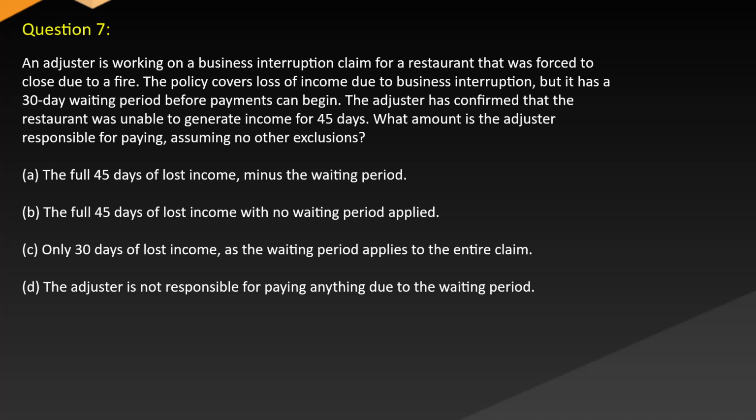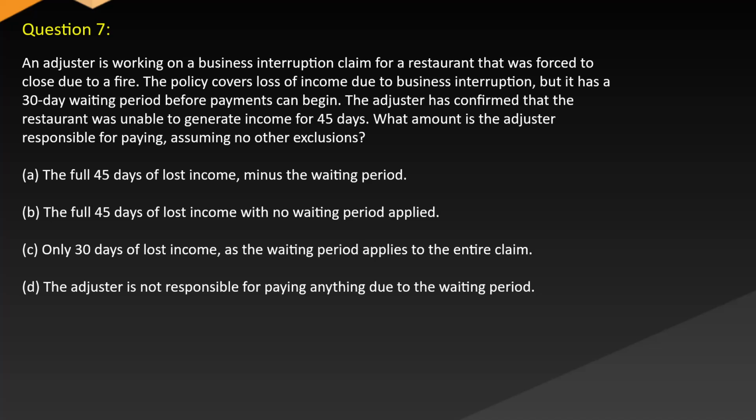Question 7. An adjuster is working on a business interruption claim for a restaurant that was forced to close due to a fire. The policy covers loss of income due to business interruption, but it has a 30-day waiting period before payments can begin. The adjuster has confirmed that the restaurant was unable to generate income for 45 days. What amount is the adjuster responsible for paying, assuming no other exclusions?